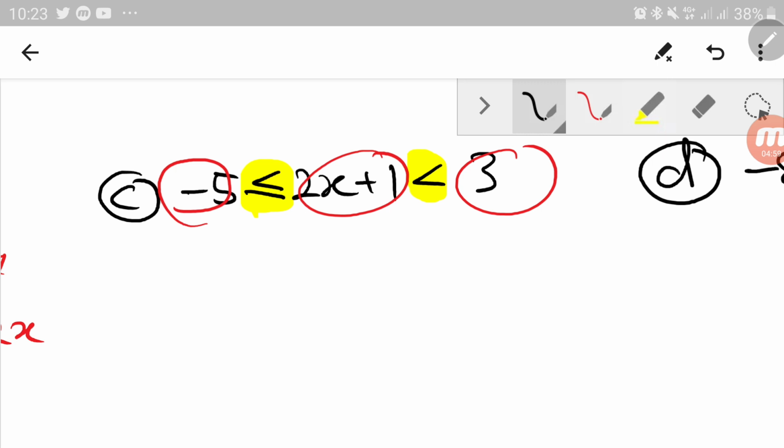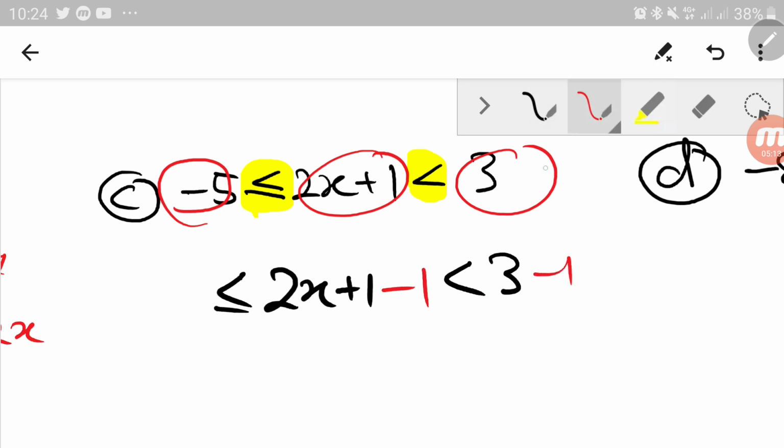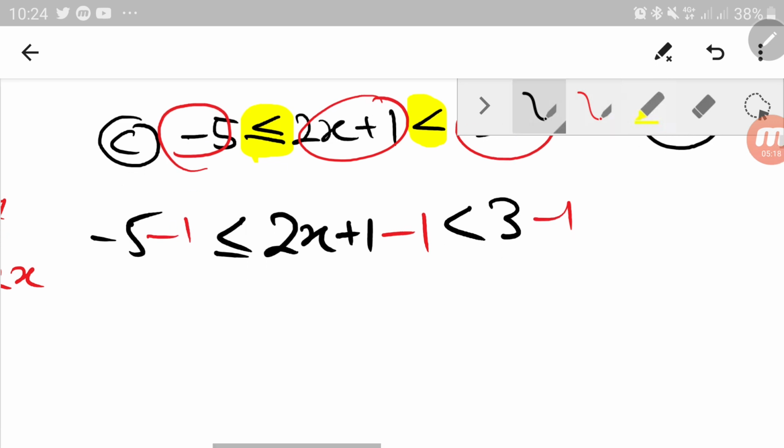Okay, whatever you want to get rid of, you must do on both sides. So let's get started. For 2x plus 1, we want to get rid of the plus 1 first. So 3 minus 1, and minus 5 minus 1. That leaves us with 2x, and then we have 2 over here, and then we have... what is this?